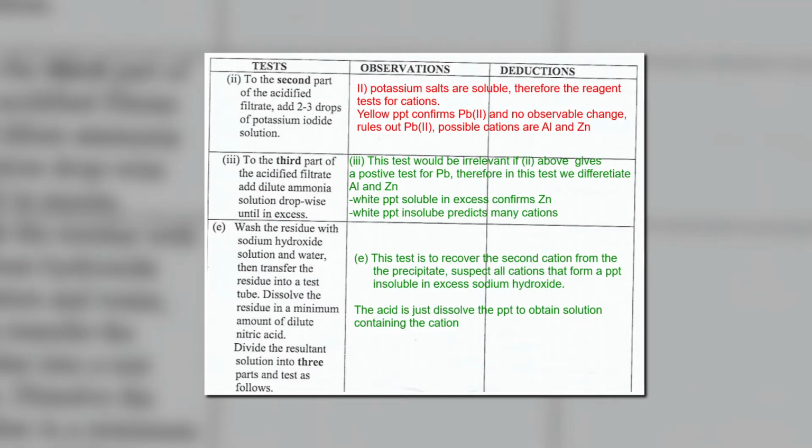Transition metal cations are easily identified by color of their salts, but the ones tested at O level form a precipitate insoluble in excess. Therefore, the possible cation present is lead or aluminium or zinc, all of which form a white precipitate soluble in excess sodium hydroxide.